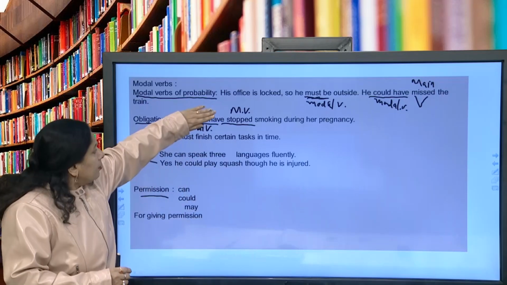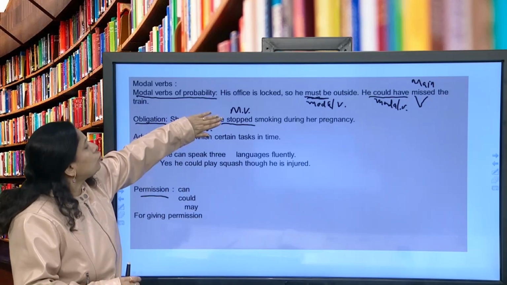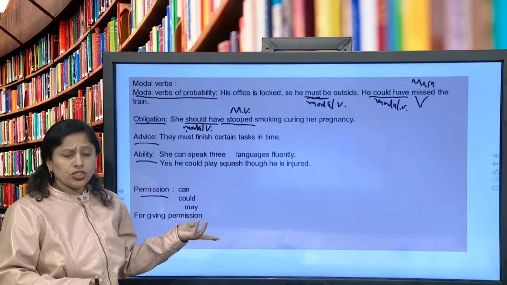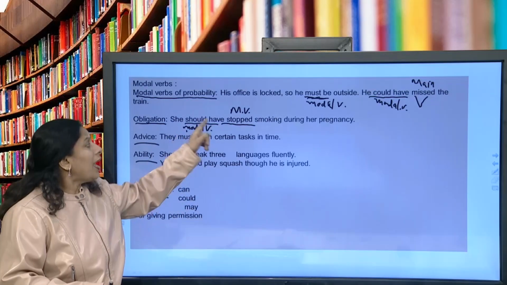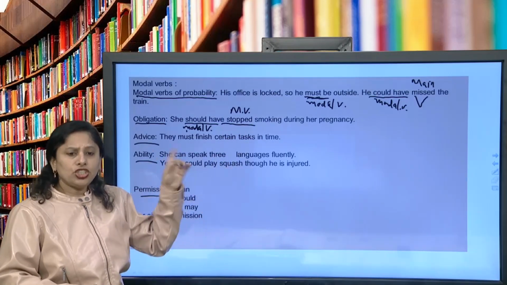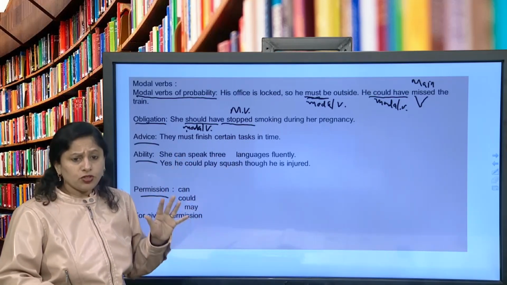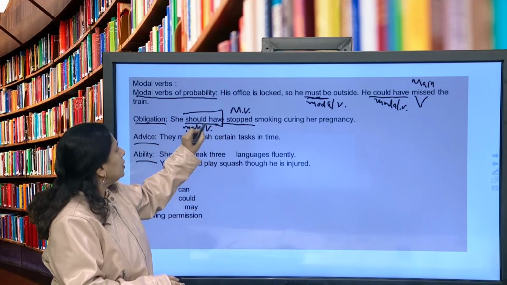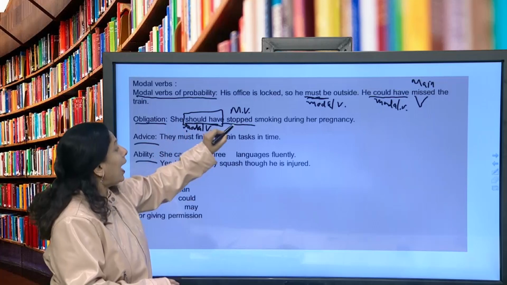They are helping the main verb, supporting the main verb. As for example, remove this word: she stops smoking during her pregnancy. Did she stop? Of course she did not. She should have stopped smoking. It means that she is still smoking and she must stop smoking. So should and have are utilized just to help the main verb.